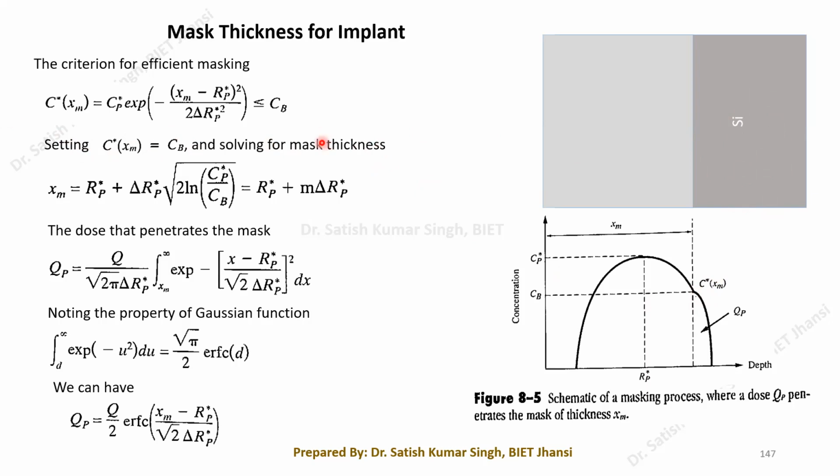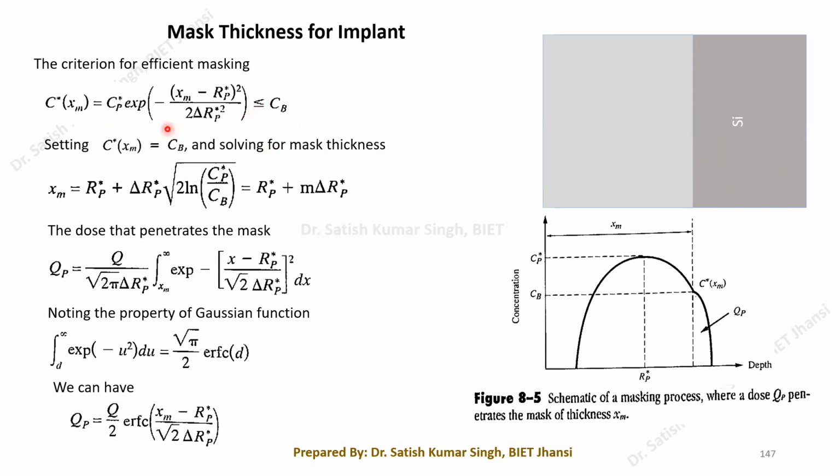So the maximum possible thickness you can achieve is when it is equal. If you keep it equal, then when the background concentration and the dopant concentration become equal, at that time it will become a neutral substrate. You remember that. So by having this particular equation, we can calculate the thickness of the mask that has to be there to act as an efficient mask.